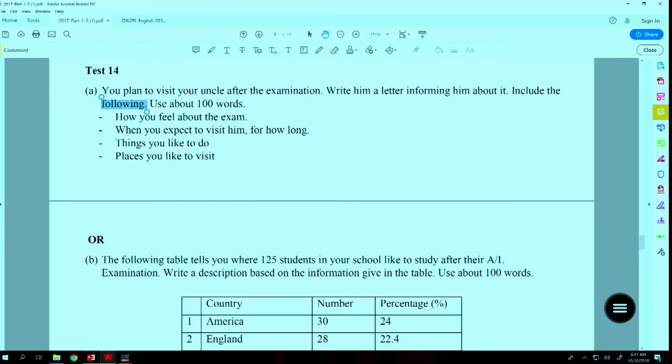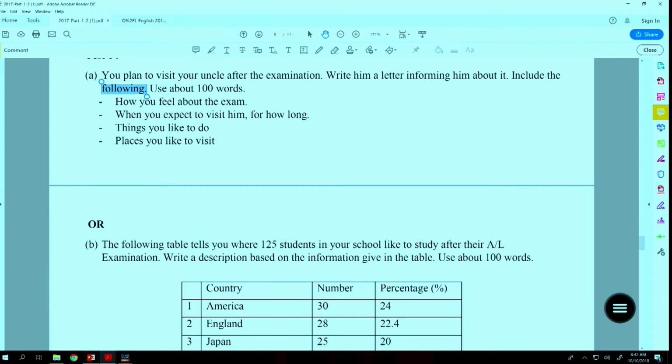I feel so tired these days since I work hard. After the exam, I want to have some rest. Like that. Then you can say, I am planning to visit you, my uncle, after the exam. Then you can say, I am eagerly waiting to see you soon. Right? Then you can say, I am going to stay with you until the results are released. Like that.